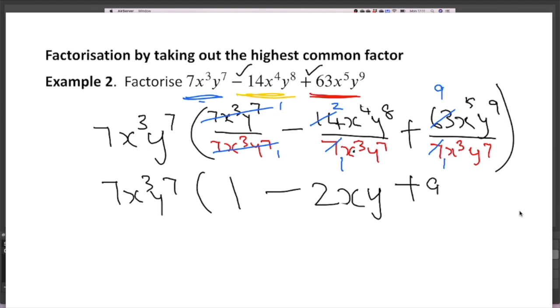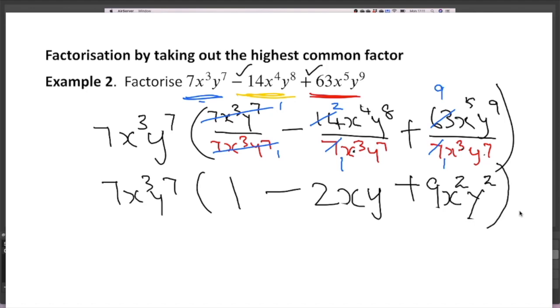So there is a 9. Then there is x to the 5 divided by x to the 3. Keep the base, which is x, and subtract the exponents. 5 minus 3 will give you 2. Then you go to y to the 9 divided by y to the 7. Again, keep your base, which is y, and subtract the exponents. 9 minus 7 will give you 2.